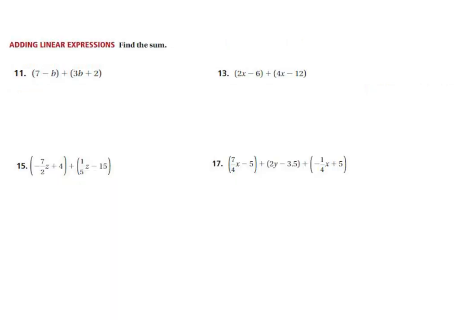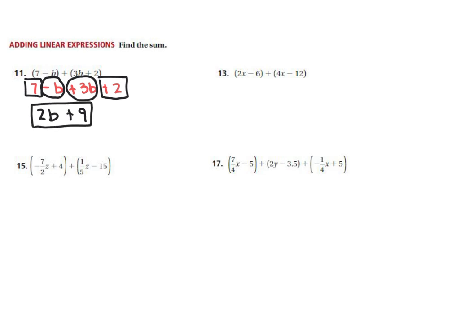For questions 11 through 17, we're adding the linear expressions and we're asked to find the sum. So one thing we can do is get rid of the parentheses. We have 7 minus b plus 3b plus 2. Now from here, I see that I have a negative b and a plus 3b. So when I combine those, it's going to give me 2b. And then I have a 7 as a constant and a 2 as a constant. So when I combine those, it's going to give me 9, 2b plus 9.